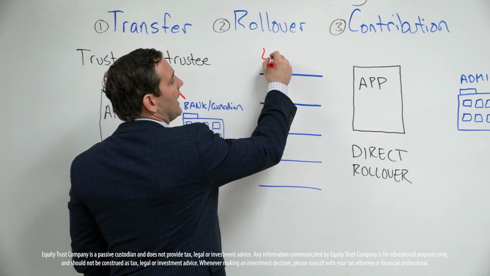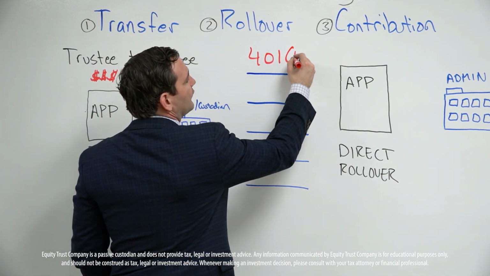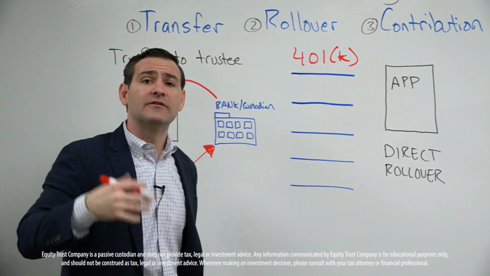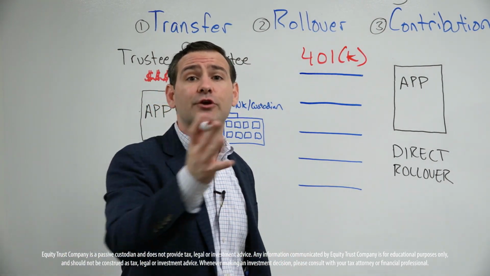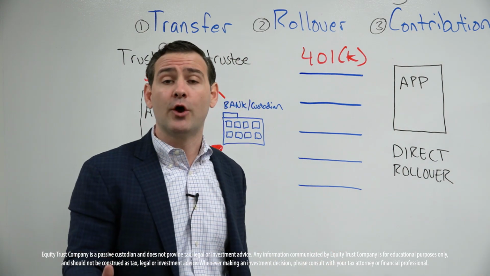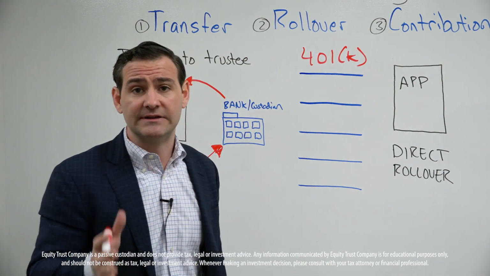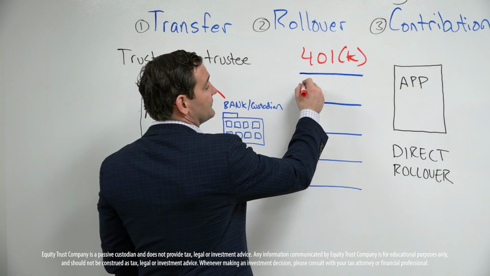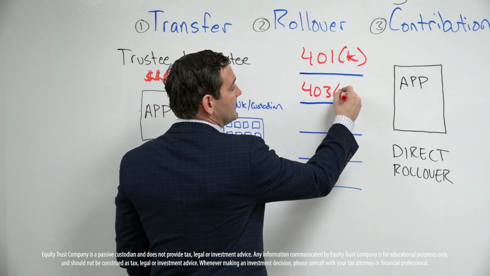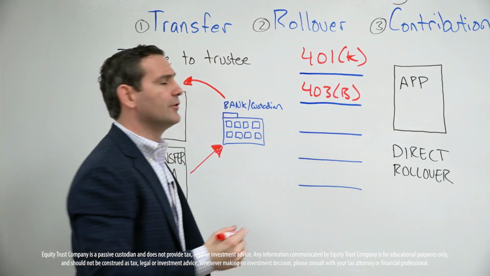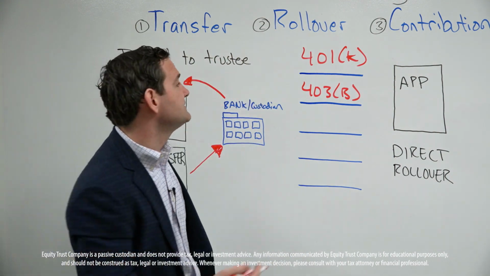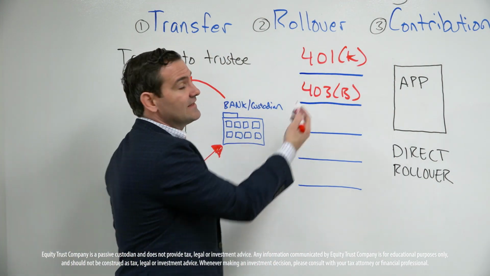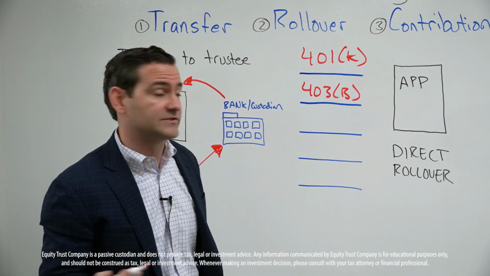The first and most common, of course, that we see is a 401k. So if you have a 401k with a previous employer, you no longer work there, you're eligible, you can roll that money over into a self-directed IRA. The next account type is a 403b. Think teachers, state employees, people that work for nonprofits. They generally don't get a 401k, they get a 403b to save for retirement.